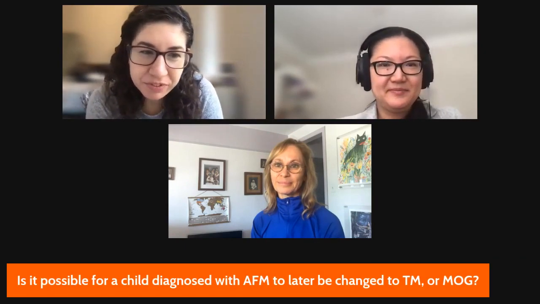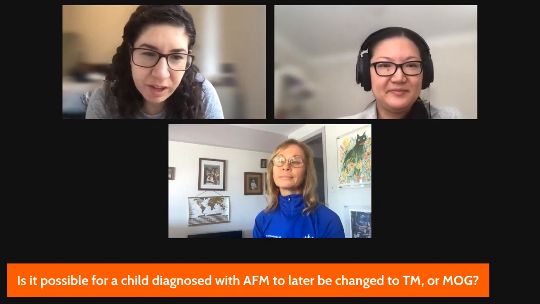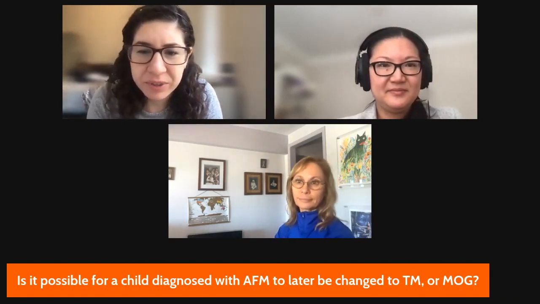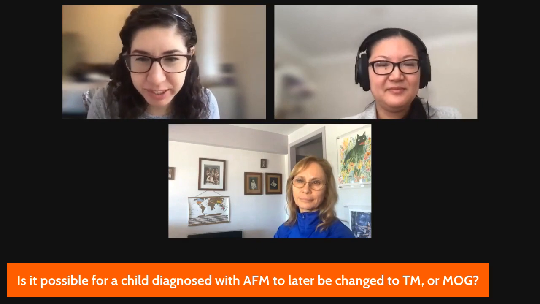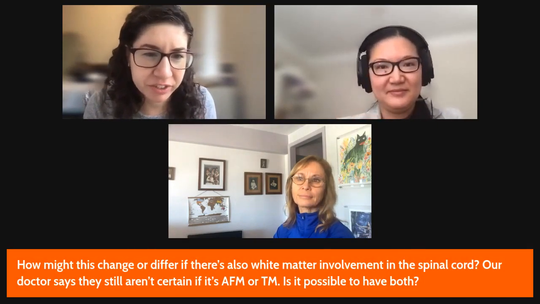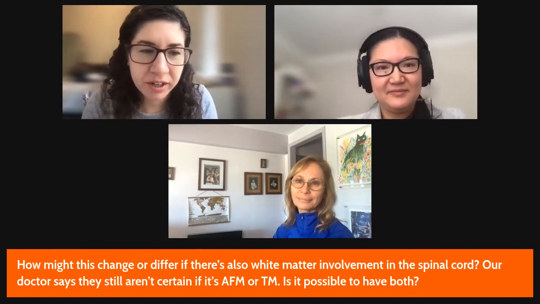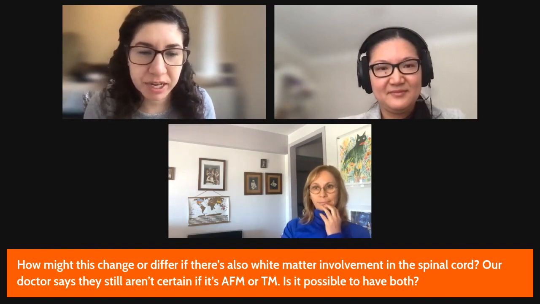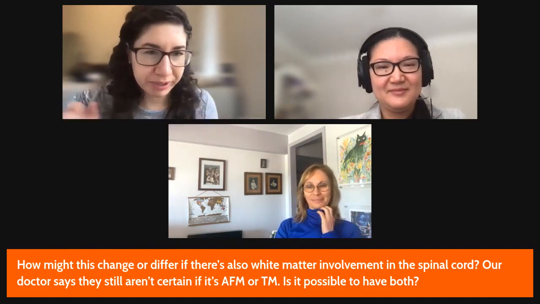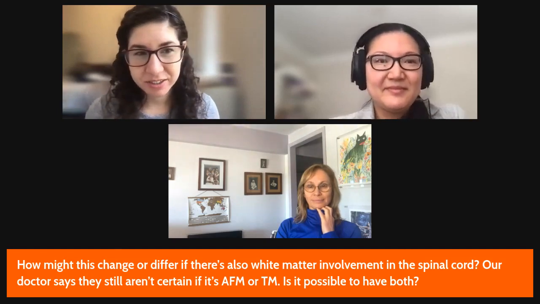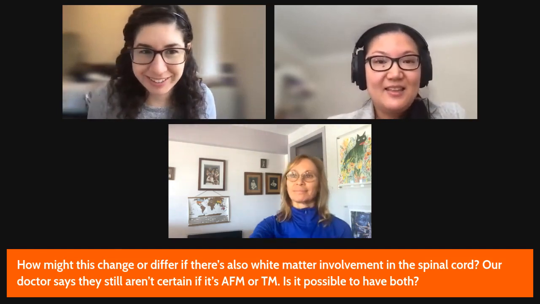Is it possible for a child diagnosed with AFM to later be changed to TM or MOG? We got another question. I'm not sure if it's from the same person or not, but how might this change or differ if there's also white matter involvement in the spinal cord? Our doctor says they still aren't certain if it's AFM or TM. Is it possible to have both? I think these are all kind of related. Dr. Gombolay, do you want to address this or speak to diagnosing?